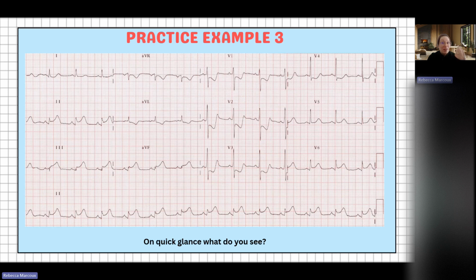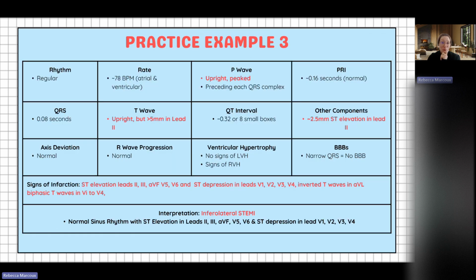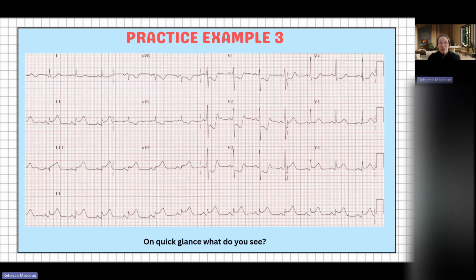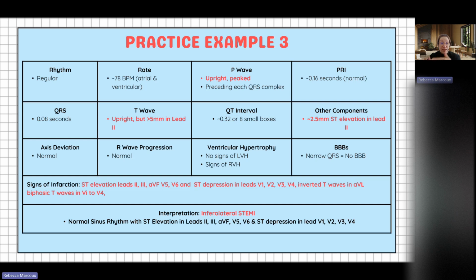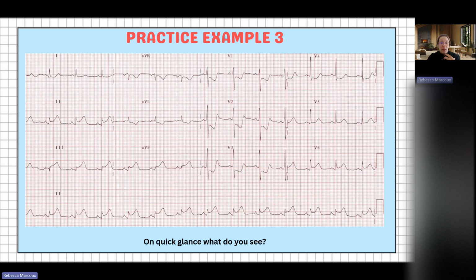This is where after the fact, more thorough interpretation is helpful because now that I look, I'm like, obviously, I can see that. But sometimes when it's not more pronounced, we can definitely miss on our first glance. So this is an inferolateral STEMI. The actual interpretation is it's a normal sinus rhythm. They have ST elevation in leads 2, 3, AVF, V5, V6, and then ST depression in V1 to V4.